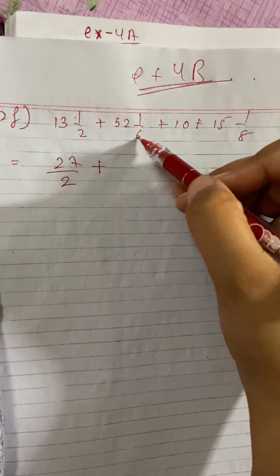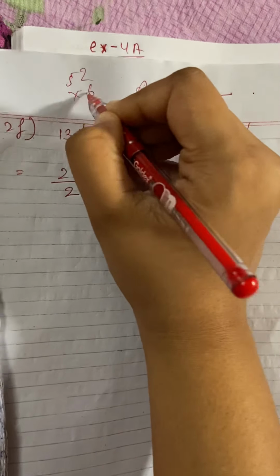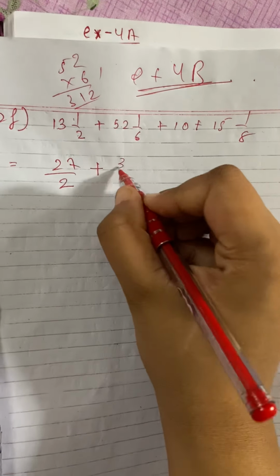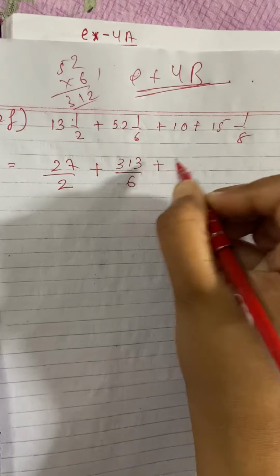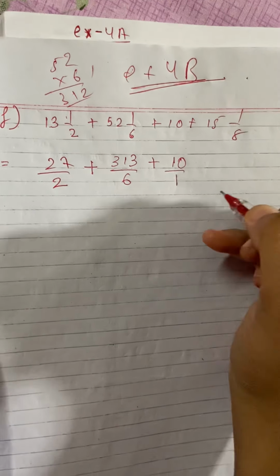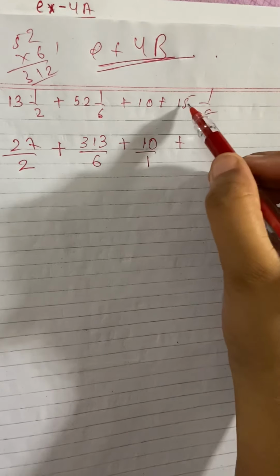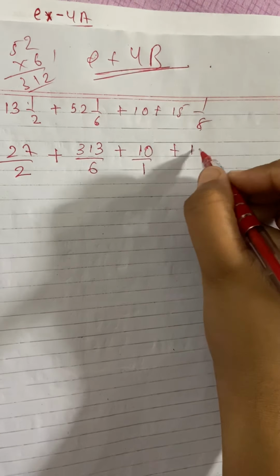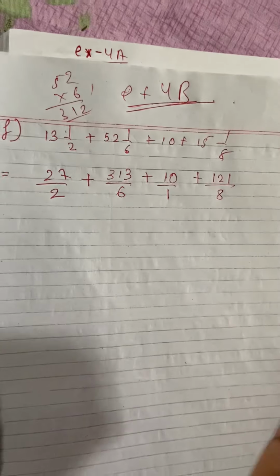Plus 52 into 6. So I am multiplying. This is 312 plus 1. So I will write 313 by 6. Instead of 10, I can write 10 by 1. Similarly, 15 into 8 plus 1. So this will be 121 by 8.